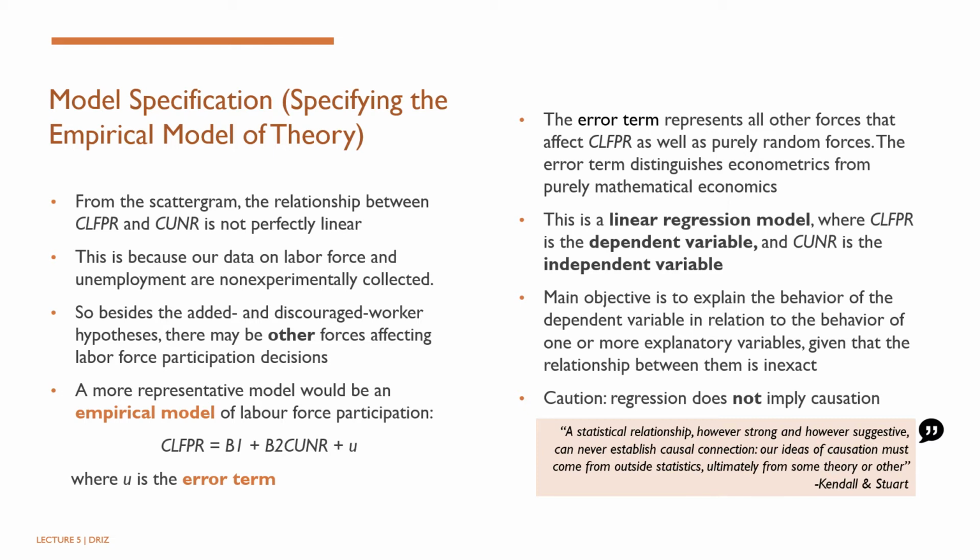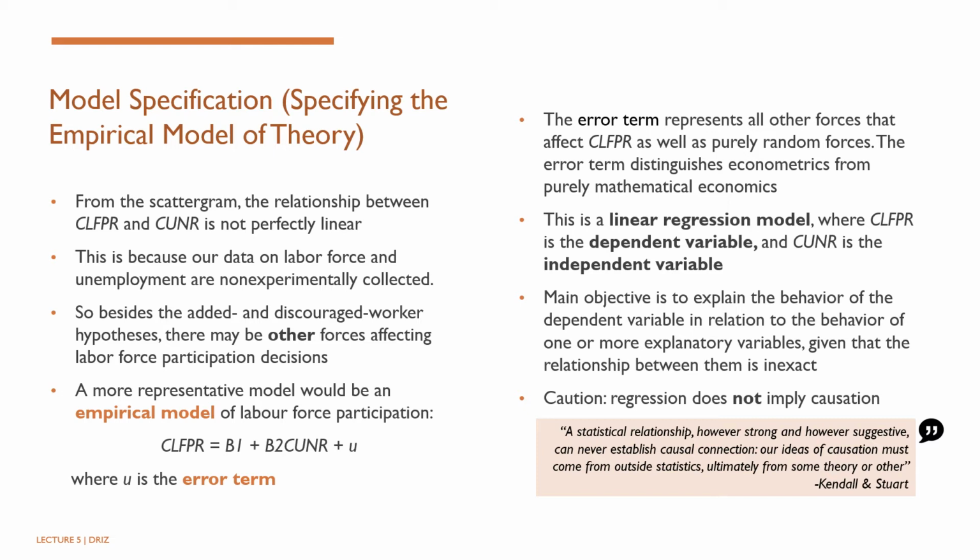In such a model, the variable appearing on the left-hand side of the equation is called the dependent variable, and the variable on the right-hand side is called the independent or explanatory variable. In linear regression analysis, our primary objective is to explain the behavior of the dependent variable in relation to the behavior of one or more explanatory variables, allowing for the fact that the relationship between them is inexact.